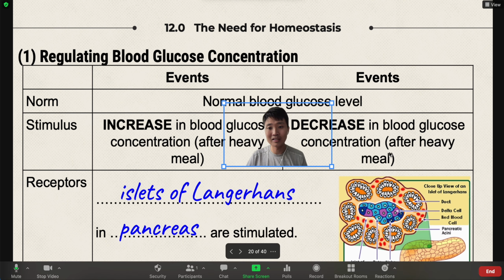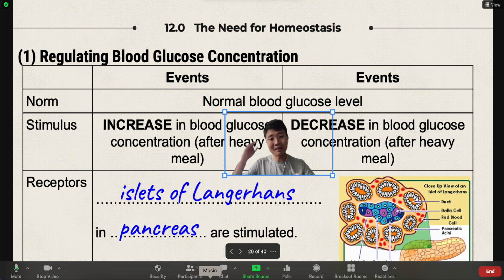Oh, there's an error in the notes. There's an error in Mr. Cho's notes, so can you all change it? I can't change it on the Zoom. A decrease in blood glucose concentration is like after exercise or after fasting. Please change it, I'll change it after. So there can be an increase in blood glucose concentration, or a decrease in blood glucose concentration. This one should be fasting, not after a heavy meal.